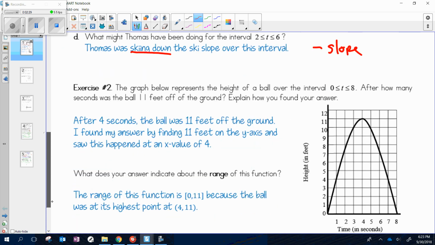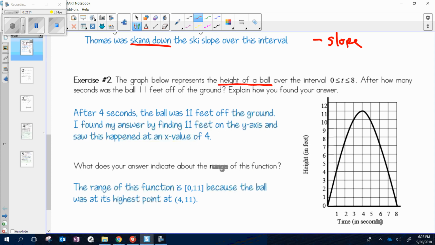Number 2, the graph below represents the height of a ball over the time from 0 to 8. I look at my graph, it's in seconds, and the height is in feet. The question says, after how many seconds was the ball 11 feet off the ground? So I went to 11 on the graph, and it looks like that occurred at 4 seconds. So 11 feet at 4 seconds. The ball was 11 feet off the ground.